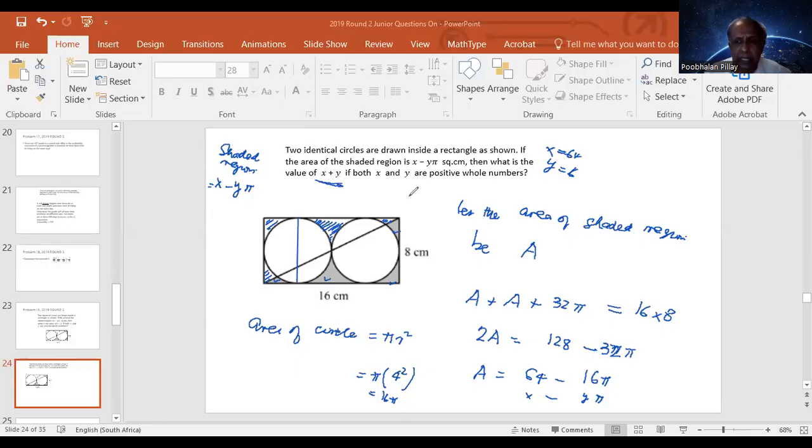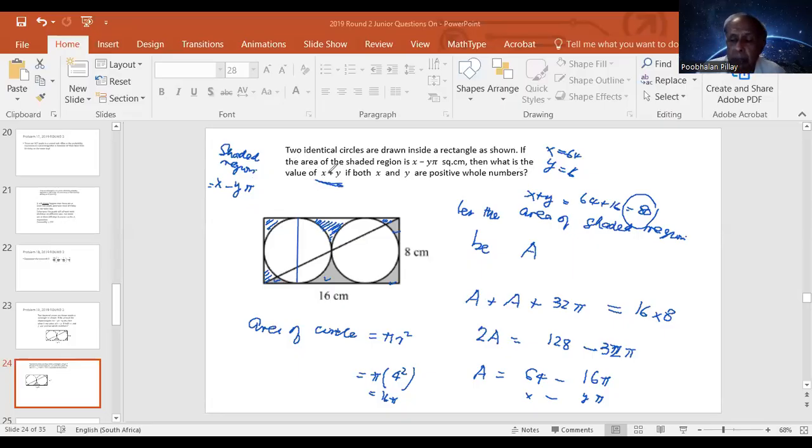And therefore, the question was, always answer the question, what is x plus y? So we got x and y. X plus y is 64 plus 16, and that is 80. So the answer is 80. The last part, what I said, is very important. You must see what the question is and answer the question.